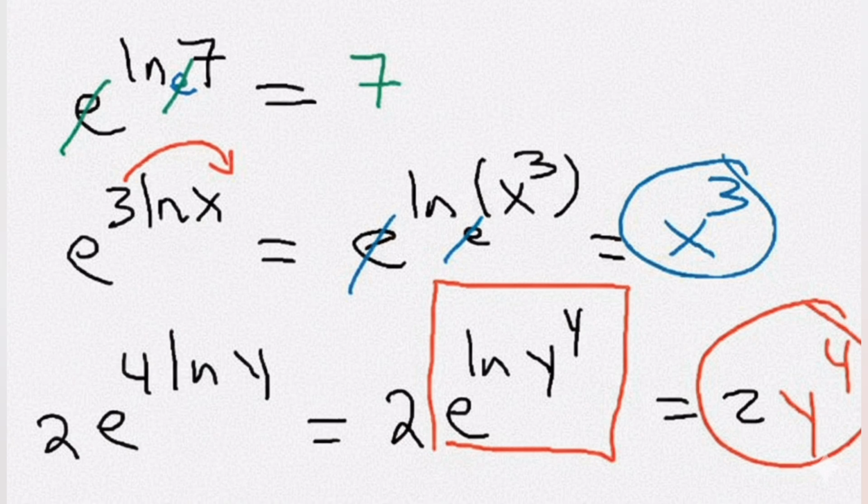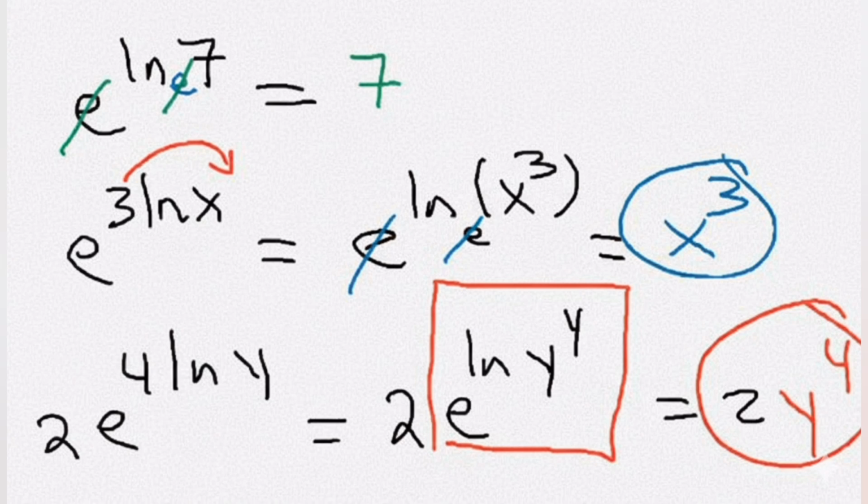Now since e is raised to the power of the natural log of 7, through the application of the laws of logarithm, the answer for the first part is equal to 7. So the answer is always the power of the given logarithm. The second question is e raised to the power 3 ln x.